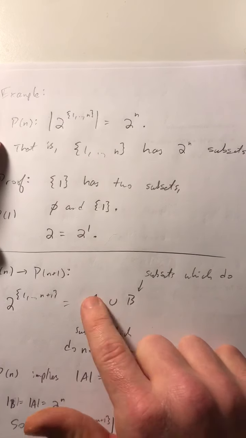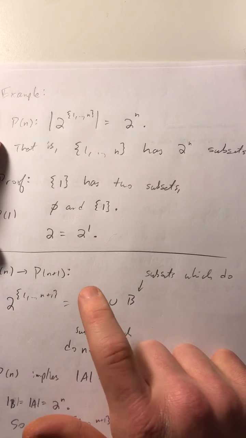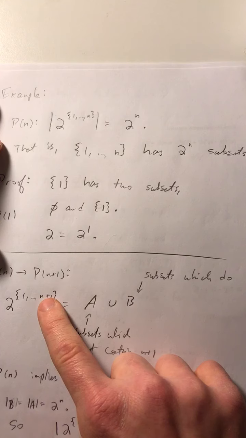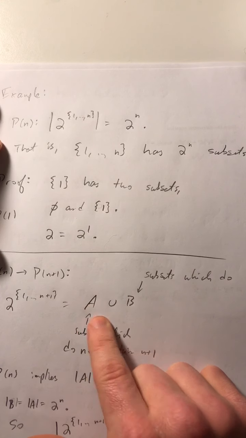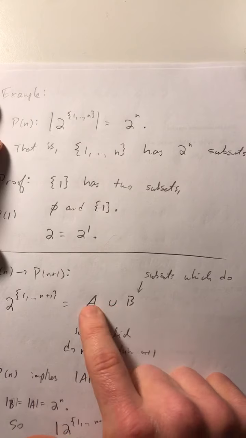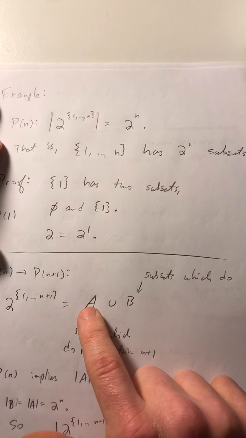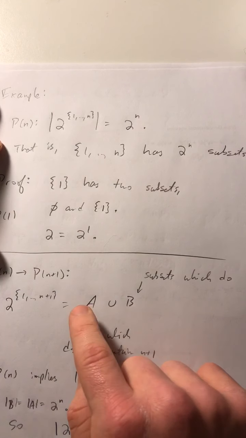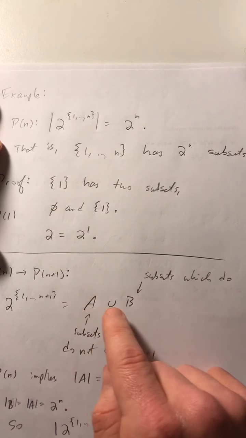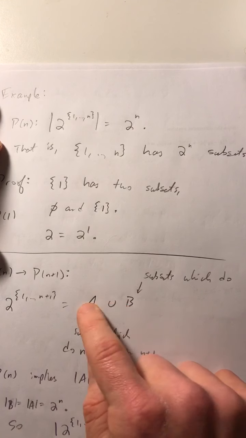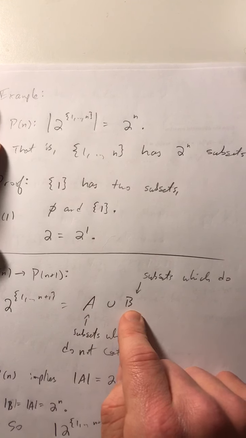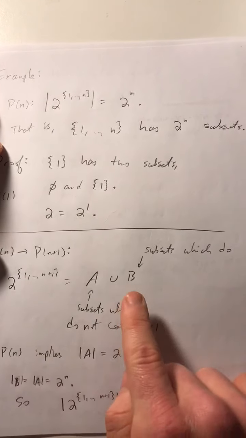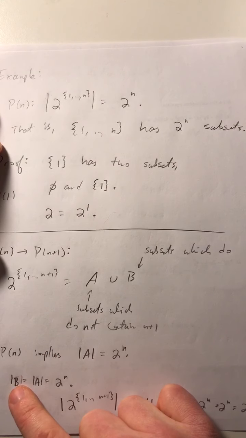I can find a one-to-one correspondence between A and B. If I want to go from a subset which doesn't contain n plus 1 to a subset which does, I'll just take a set from A, add n plus 1 to it, and I get something in B. So I look at all the sets which don't contain n plus 1, and all the sets which do. Then I can take a set over here, add n plus 1 to it, and get something over there. And this is a bijection between A and B. So for that reason, I can count the number of things in B. It's also 2 to the n.